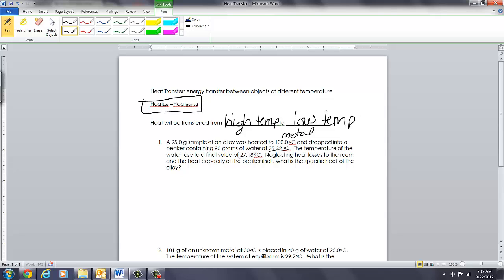But do I have just water in here? This is also the metal's final temperature. They rose to an equilibrium. So the metal and the water both have the same final temperature.